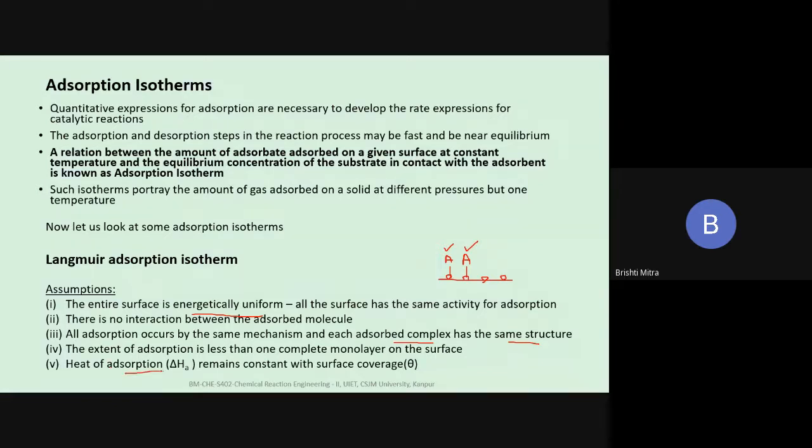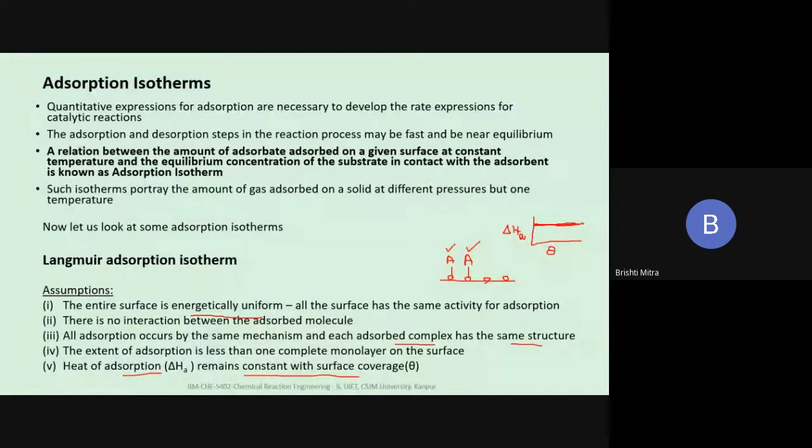Heat of adsorption remains constant with surface coverage. So if you have a plot of heat of adsorption on this side with surface coverage, this is your surface coverage, given by the letter theta, and this is your heat of adsorption. Then this will be a constant value, an absolutely straight line. A constant value means the heat of adsorption remains constant with the surface coverage.